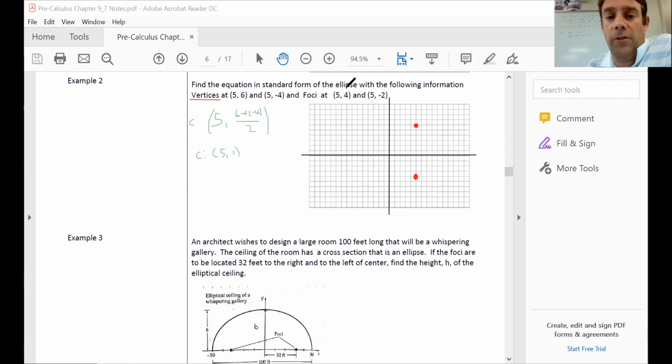And we could have done it graphically too. You could have just looked at this and seen. So that tells me then, friends, that my a value, first of all, it's going to be underneath the y, but my a value is 5 units away.